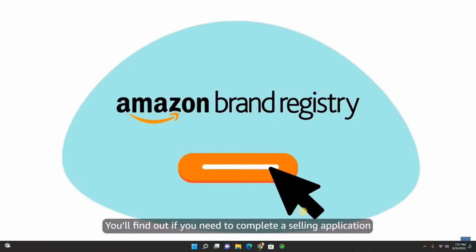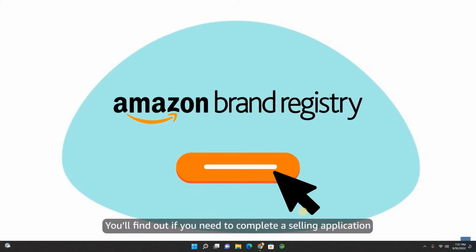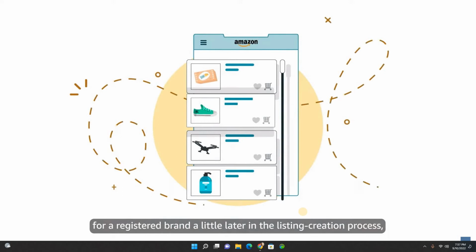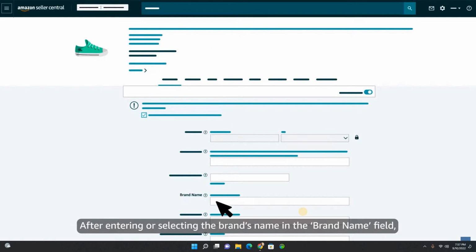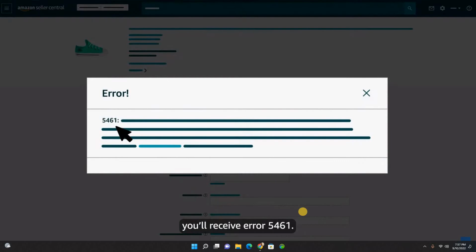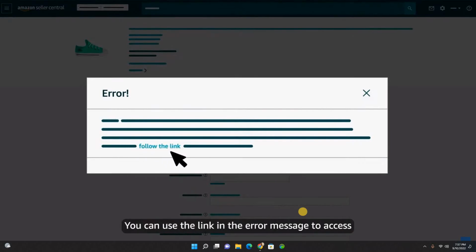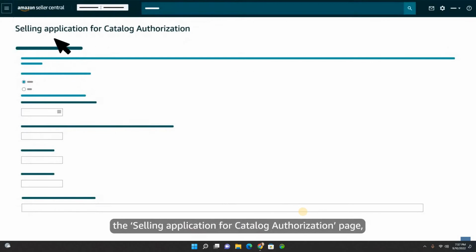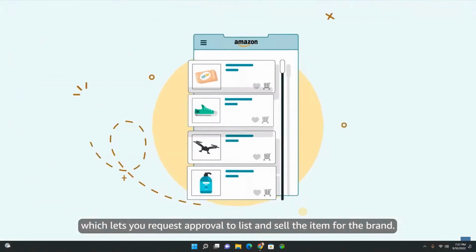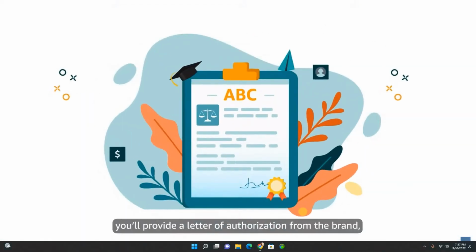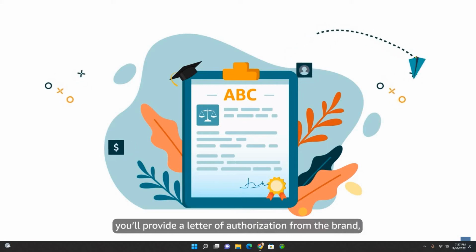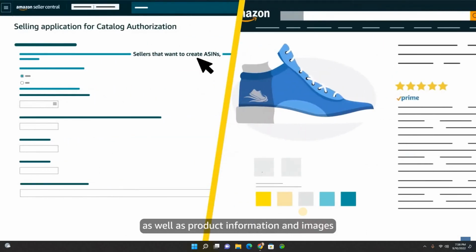You'll find out if you need to complete a selling application for a registered brand a little later in the listing creation process while entering information for the new product detail page. After entering or selecting the brand's name in the brand name field, you'll receive error 5461. You can use the link in the error message to access the Selling Application for Catalog Authorization page, which lets you request approval to list and sell the item for the brand. As part of the application, you'll provide a letter of authorization from the brand, as well as product information and images to create the new ASIN and product detail page.